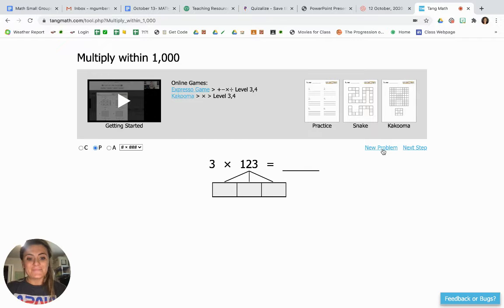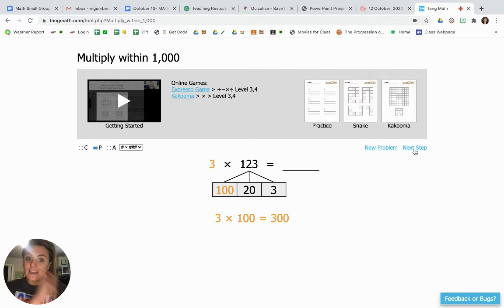Let's try another one. So again, we have 3 times 123. We're going to take that 123 and break it apart into 100, 20, and 3, right? Then we're going to take that 3 and multiply it by each of those sections that we divided the 123 into. So first up, we're going to start with the 100. So 3 times 100 is 300.